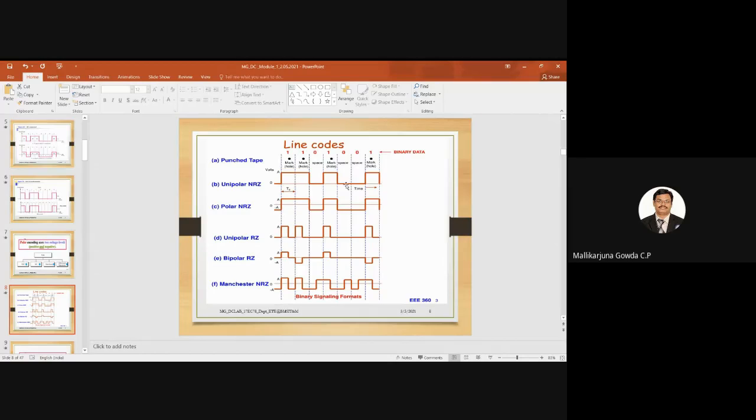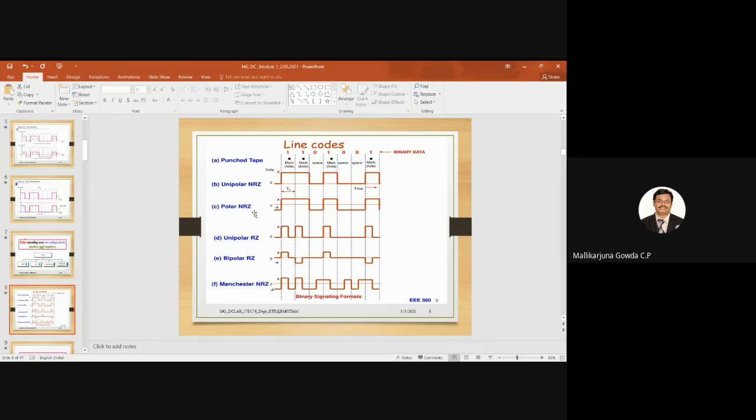Okay, that particular pulse will be occupying the entire pulse duration. If it is high, it will be high for the entire bit duration. If it is low, it will be low for the entire bit duration. That depends upon the data. So next, what I said, polar non-return to zero.